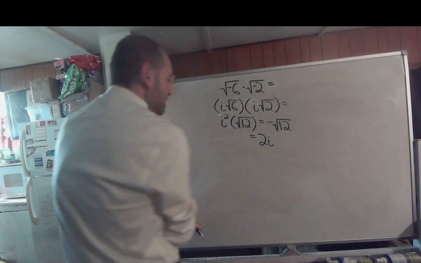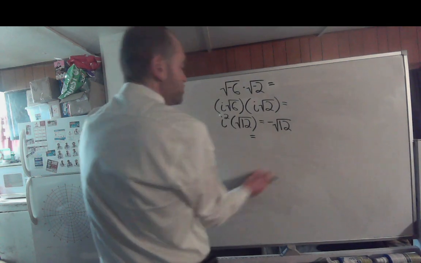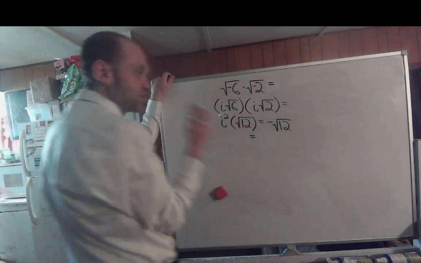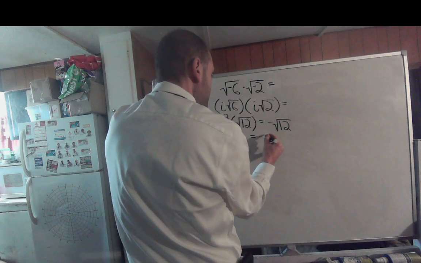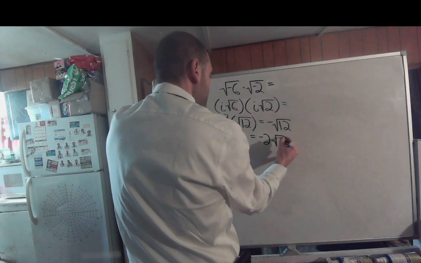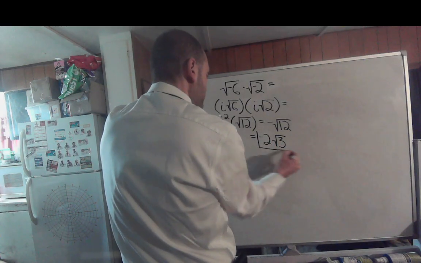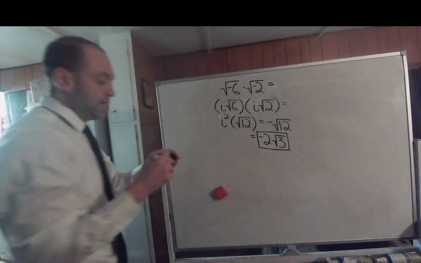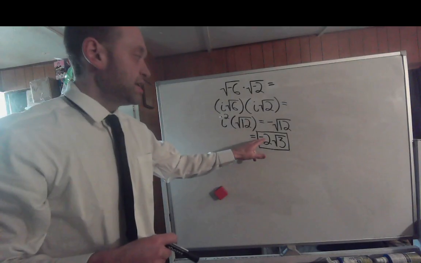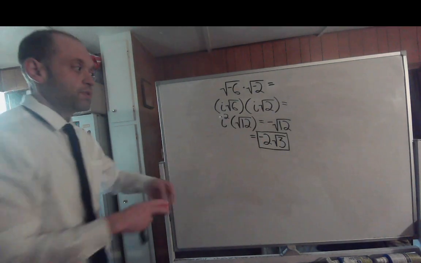There is no i. It would just be negative square root of 4 times square root of 3. So it would end up becoming -2 times the square root of 3. So you actually end up getting a negative answer. This would end up being negative 2 times the square root of 3.